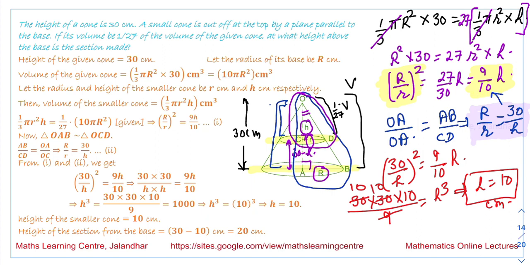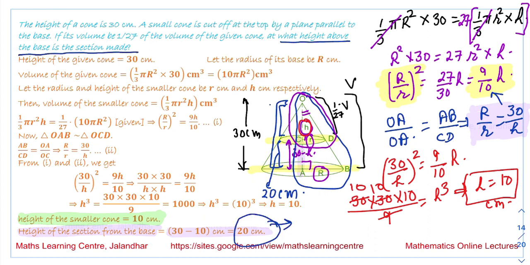So what is h? h we have considered as the height of the smaller cone. So the height of the smaller cone is equal to 10 centimeters. Now the height of the section from the base, this portion we are talking about, will be 30 minus 10 is equal to 20 centimeters. This height is equal to 20 centimeters, and this is what we have to calculate, that is, at what height above the base is the section made. So it is made at a height of 20 centimeters from the base.